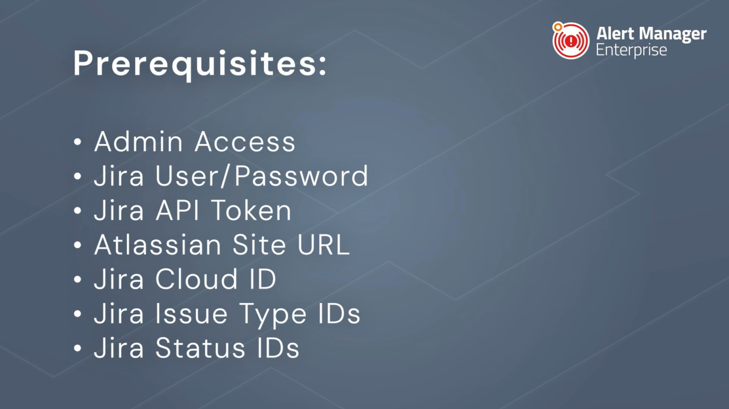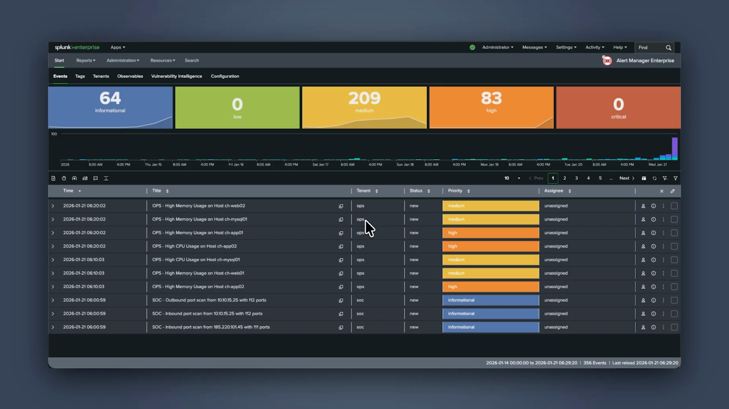It's also a good idea to already have at least one Splunk alert or search configured with an AME template. That's what triggers the events that can then automatically flow into Jira as tickets or work items. Once you've got all that in place, you're good to go. We can jump straight into connecting everything up and watching those events turn into tickets. All right, let's do this.